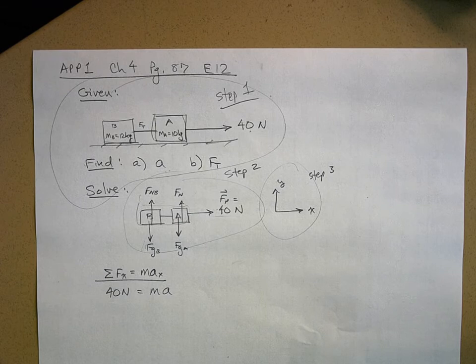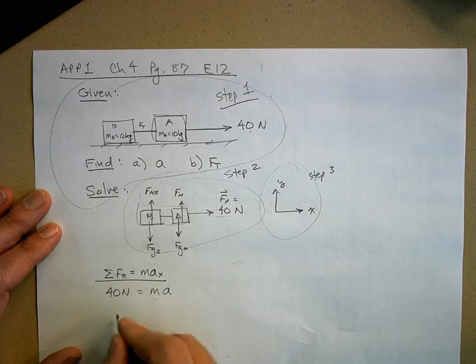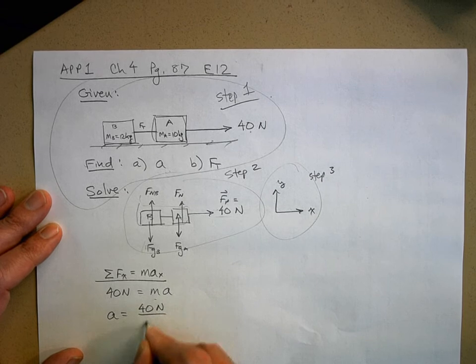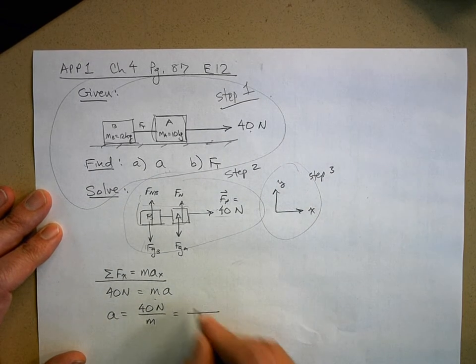But here's the big question, the key idea behind this problem. What is the mass? Well, let's solve for acceleration. Acceleration is going to be equal to 40 newtons divided by the mass. But what is the mass?